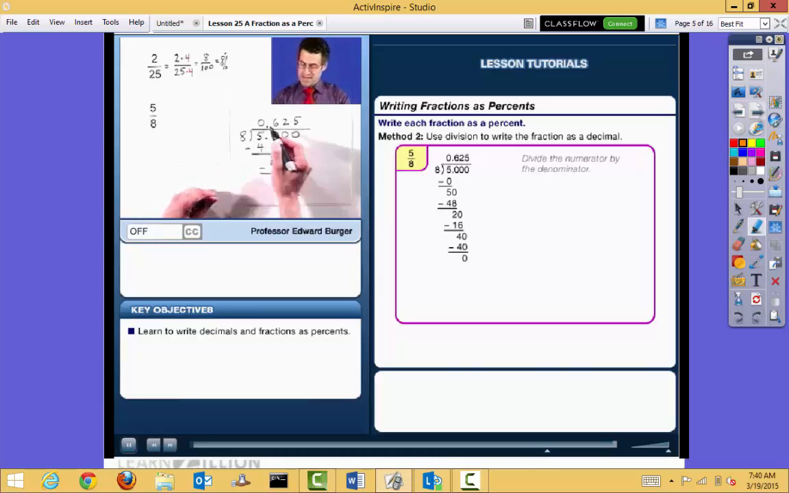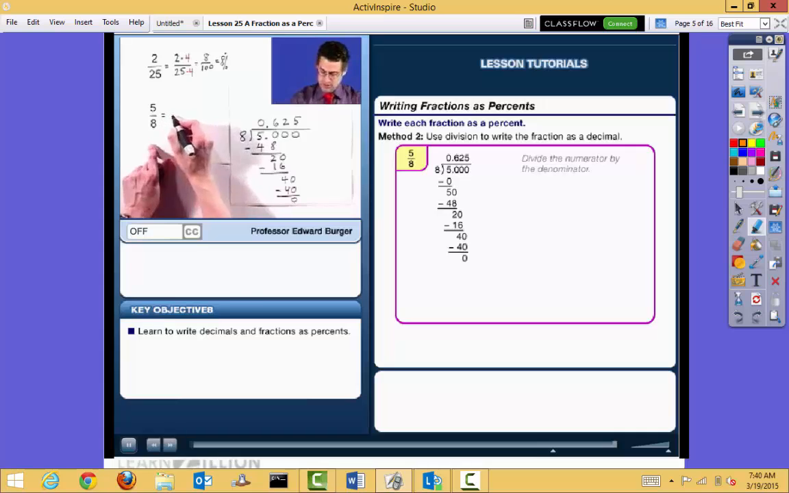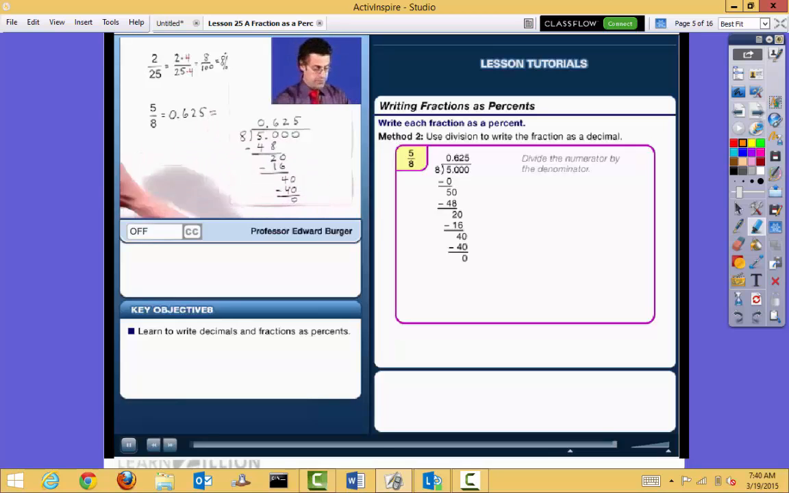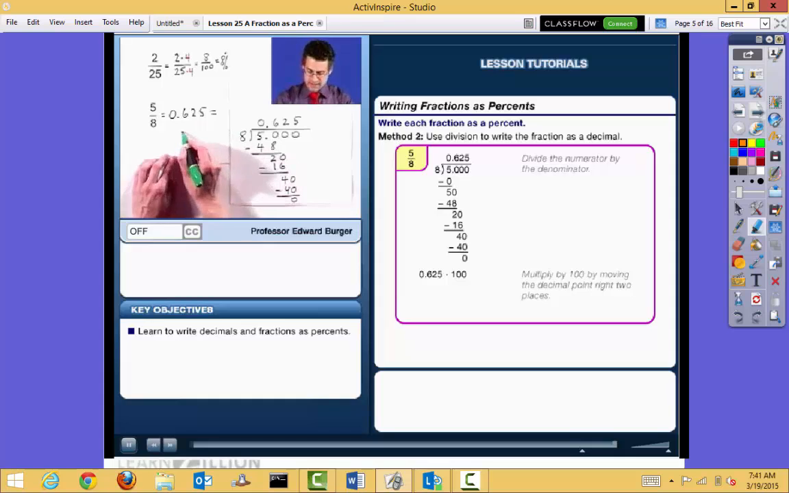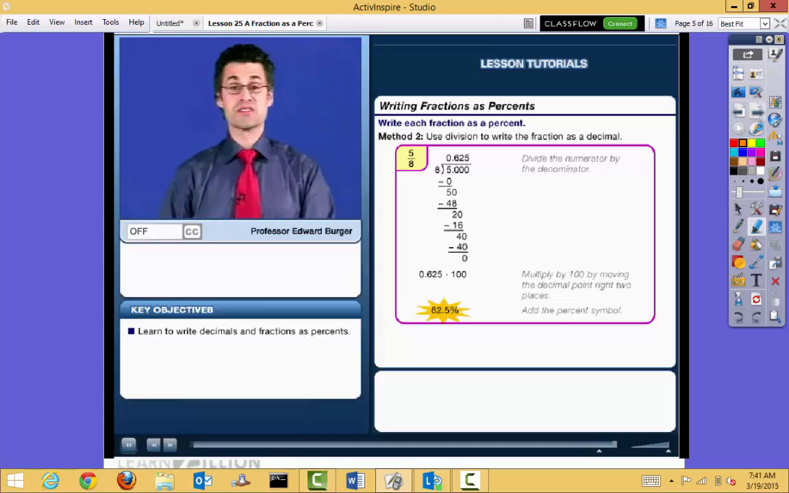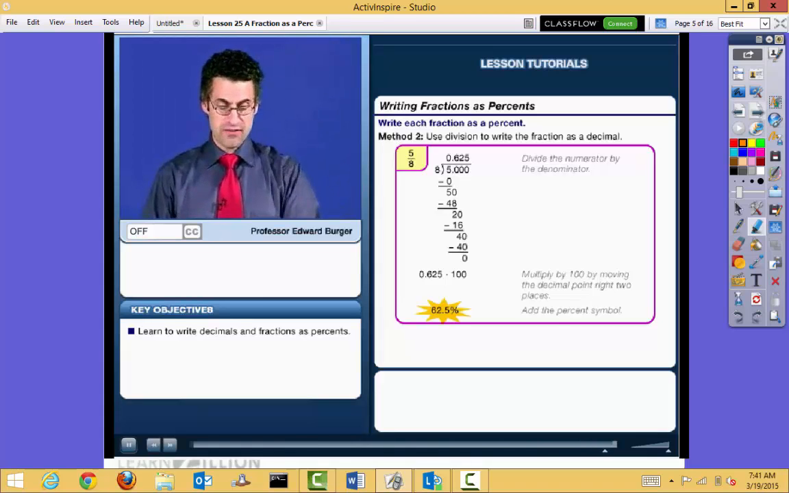Phew! But now I see that this is equivalent to the decimal 0.625. How do I convert that to a percent? No problem at all. I just multiply by 100, move the decimal 2 over, and I see 62.5%. So there's the percent for 5/8. Neat.